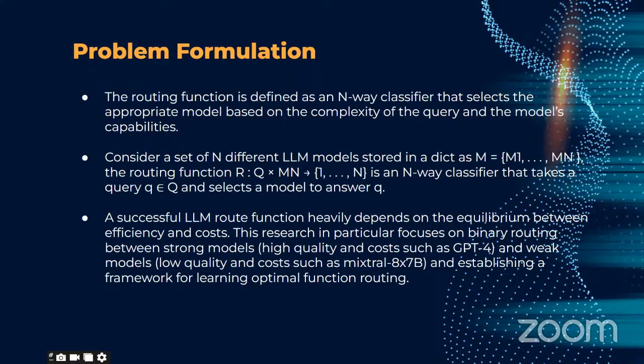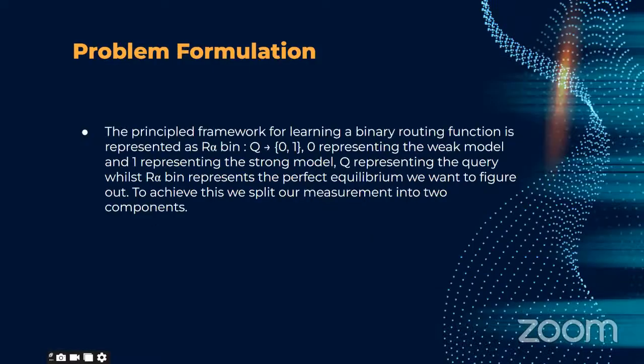A successful LLM routing function heavily depends on equilibrium between efficiency and costs. This research is particularly focused on binary routing between strong models, which have high quality and cost, such as GPT-4, and weaker models, which have low quality and cost, such as Mixtral 8x7b. We want to establish a framework for learning optimal routing functions. Next slide, please.